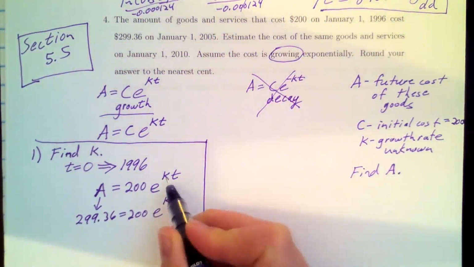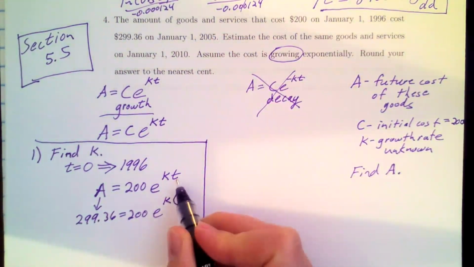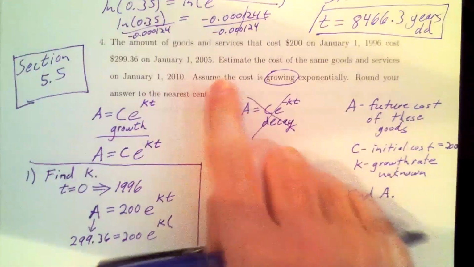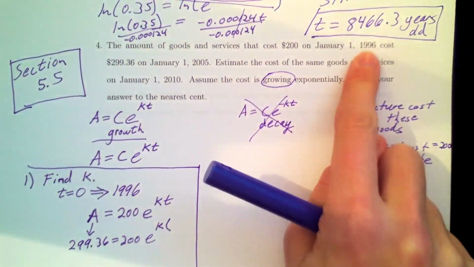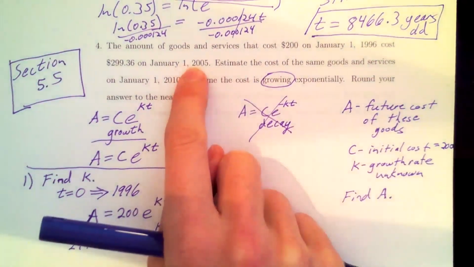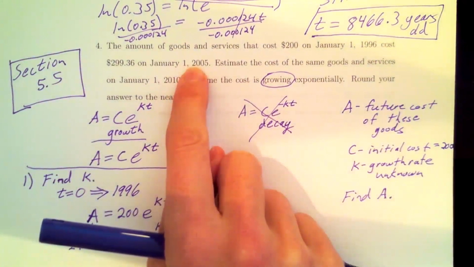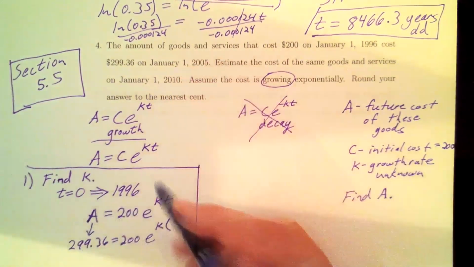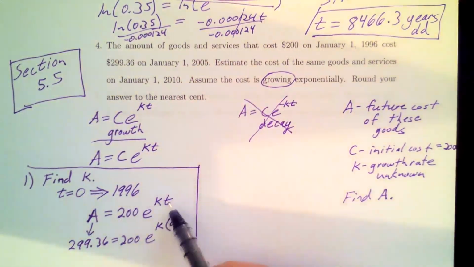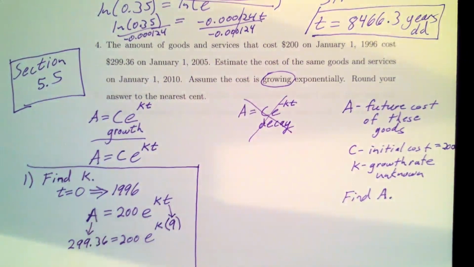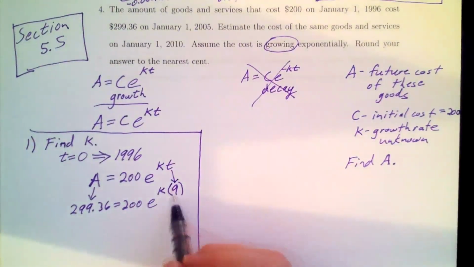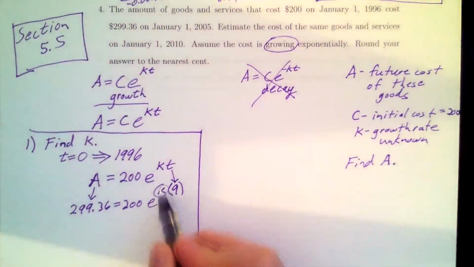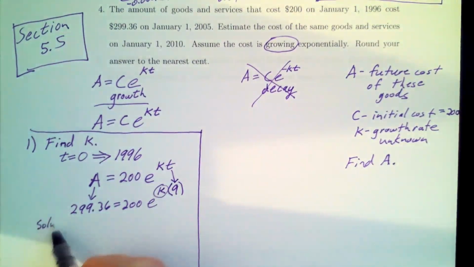K is unknown, but we will know T. If T equals 0 is 1996, what T corresponds to 2005? So 2005 would be 9 years later. So we'd have at T equals 9 years, the future value A is 299.36. We will use this data point to solve for K algebraically.